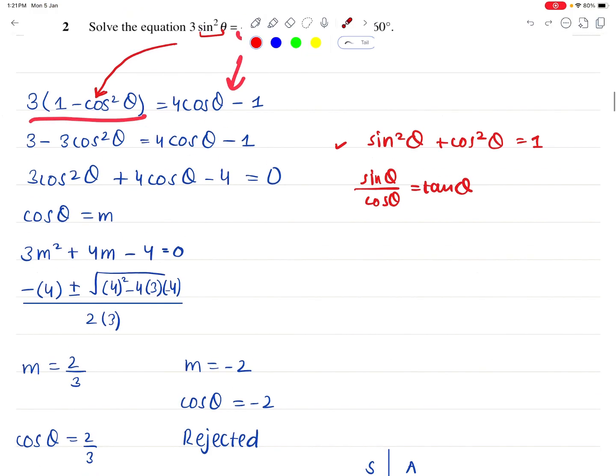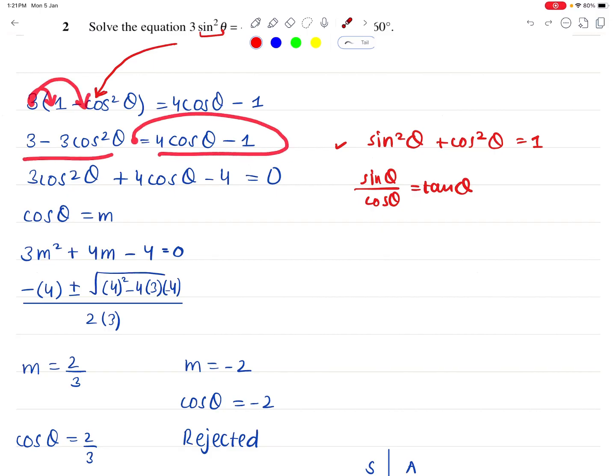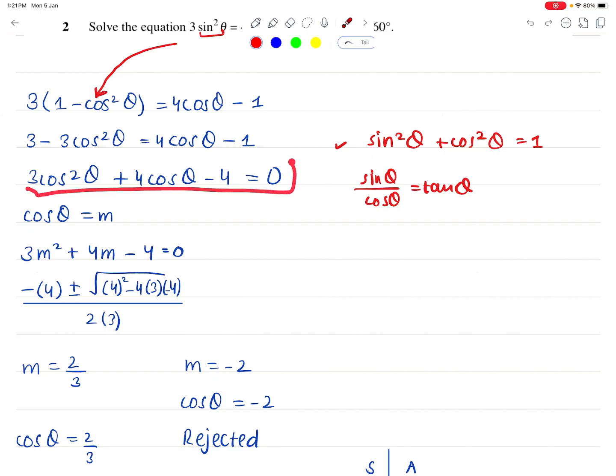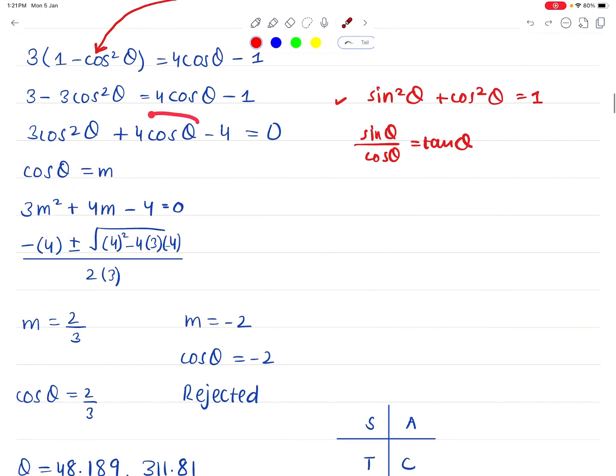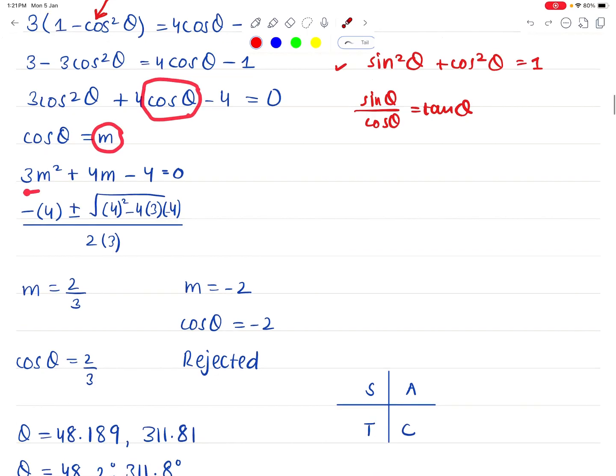Then I started multiplying with the bracket, so that's going to be 3 minus 3 cos square theta is equal to 4 cos theta minus 1. Now I moved this on this side, that makes it positive, and you get this quadratic equation. Over here I can say that cos theta is equal to any variable. I put it equal to m. This means 3m square plus 4m minus 4 is equal to 0.